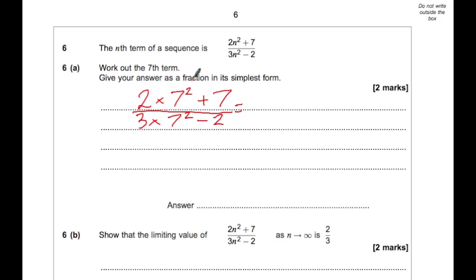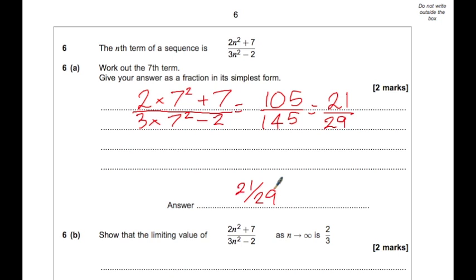So that's going to be 2 times 49 plus 7, so 105. And on the bottom, 3 times 49 minus 2, which is 145. So it looks like those can both divide by 5, so this would be 21 over 29, I want to say. Yeah, good. So the answer would be 21 over 29, I hope.